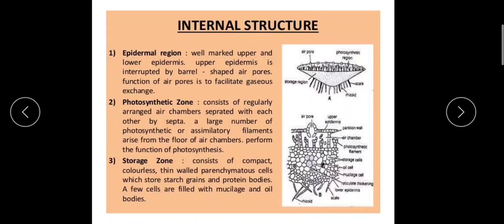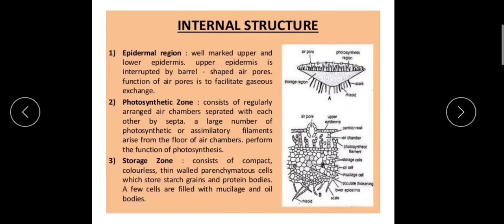Each of these pores is surrounded by 4 to 8 superimposed tiers of cells. The lowermost cells of the tier project inward, giving the pore a star shaped appearance. So the pore is surrounded by 4 to 8 superimposed cells, and the cells which occupy the lowermost tier project to the inside, and so they give a star shaped appearance.